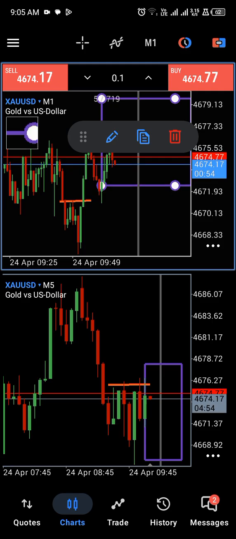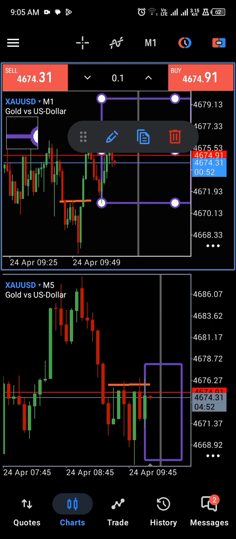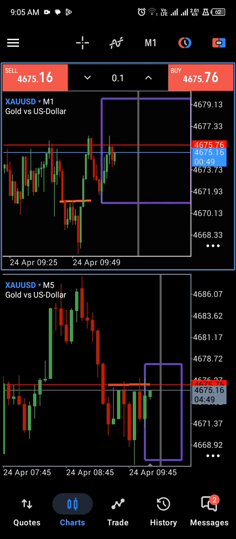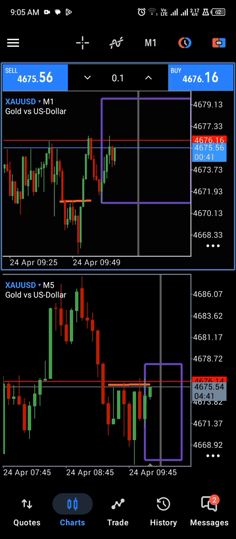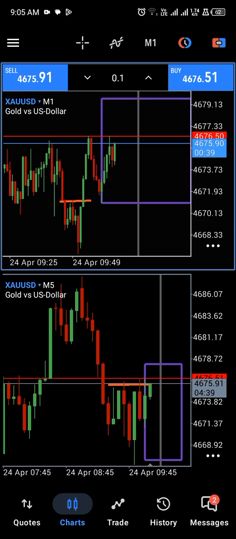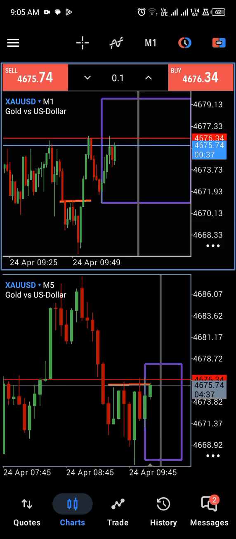I will readjust my purple line just like this, and then on the 5 minute time frame I will not stress about readjusting a lot of things for now.